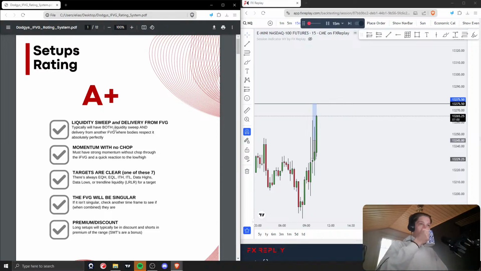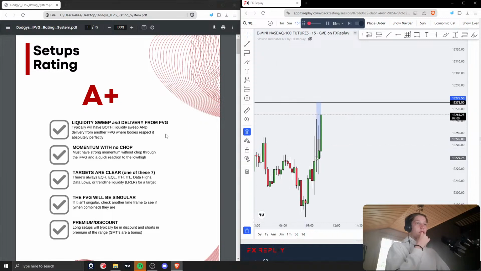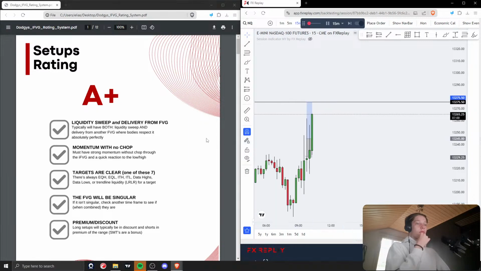So let's see what the requirements are here. Liquidity sweep and delivery from an iFVG. Typically you will have both liquidity sweep and delivery from another FVG where bodies respect it, absolutely perfectly. Okay, that's the first requirement.